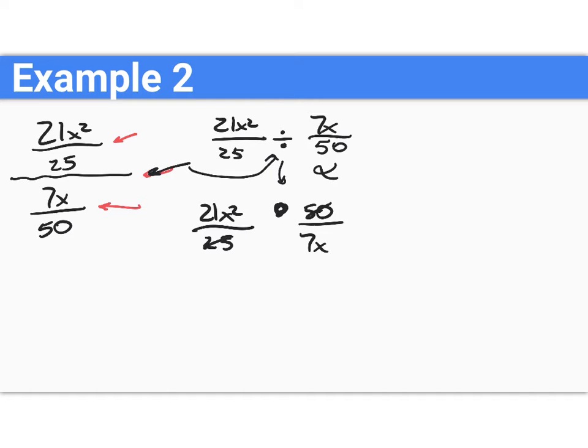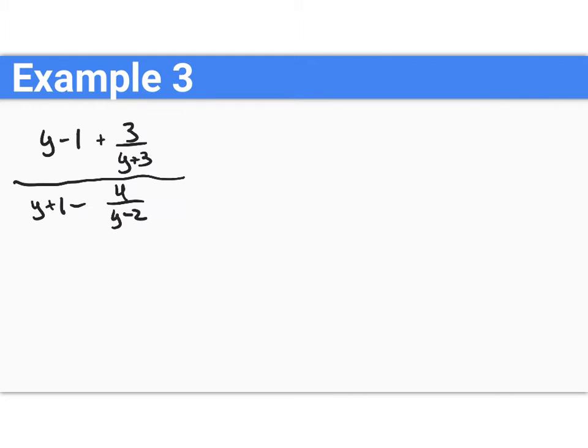That cancels out. That becomes 1. That becomes 2. That becomes 1. That becomes 3. 3 times 2 is 6x squared over x. That cancels out, and you're left with 6x. And that is how you do that one.